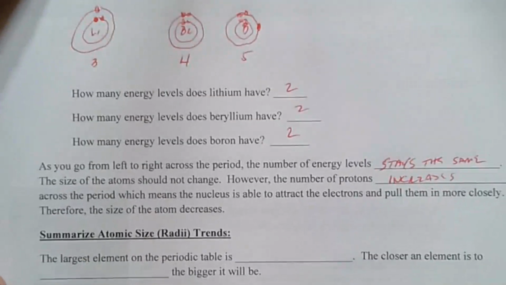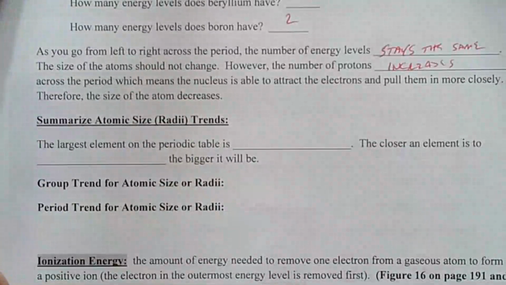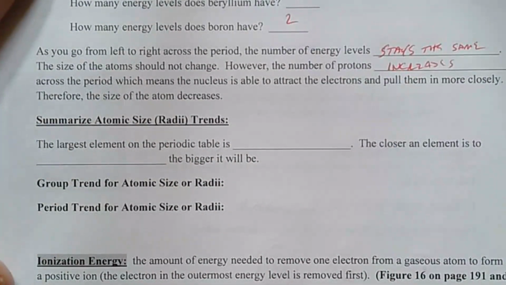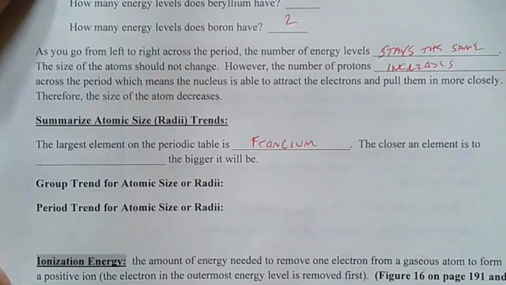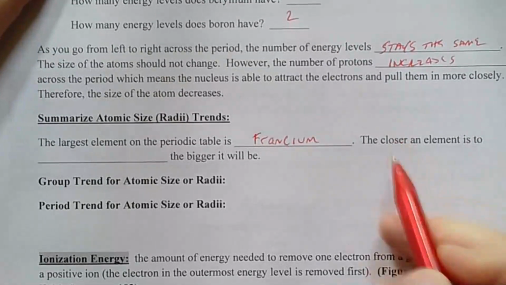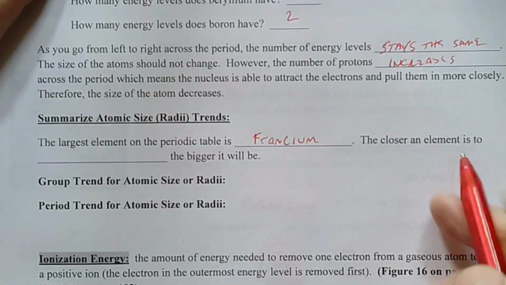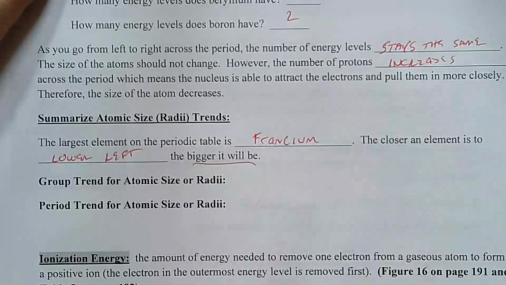So, to put this all together for atomic radius, the largest element on the periodic table is going to be in the lower left. And so let's say francium would be, in theory, the largest element. Right? It's radioactive and its half-life is maybe 22 minutes. So whatever francium gets created is not going to stick around for long enough to do anything with. The closer an element is to the lower left, the bigger it will be.